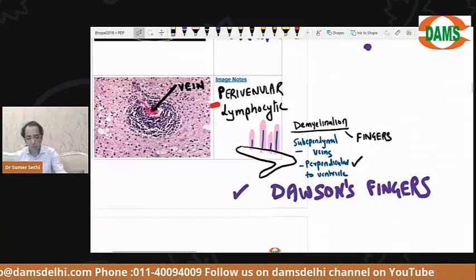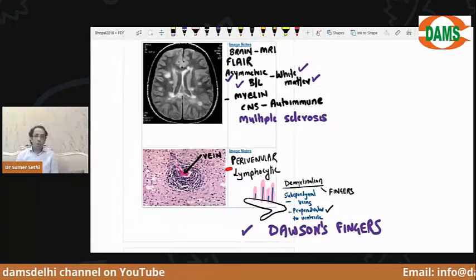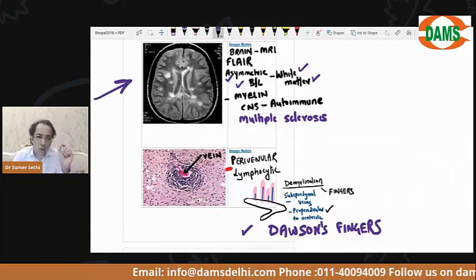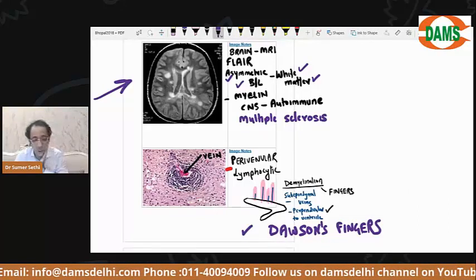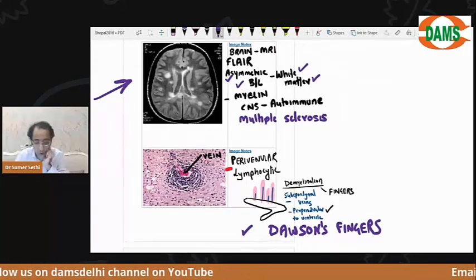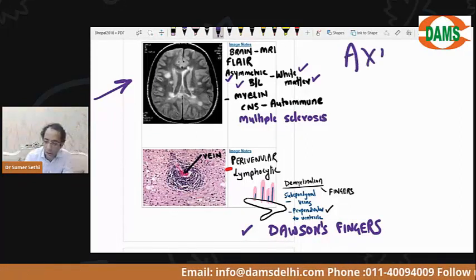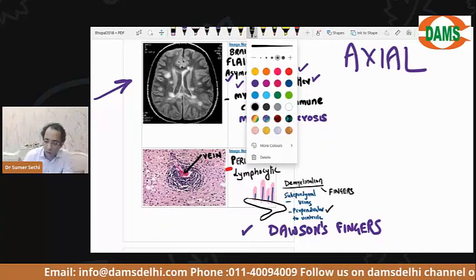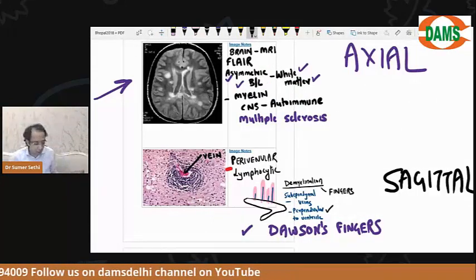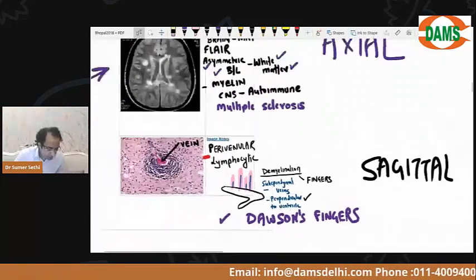My question to you is this. Based on what we have learned together, do you think the image that I have shown you shows Dawson's fingers? Do you think these are Dawson's fingers? Anybody? The answer is we cannot say, because this is an axial image, while Dawson's fingers will be better seen on a sagittal image. Are you clear with the planes now?